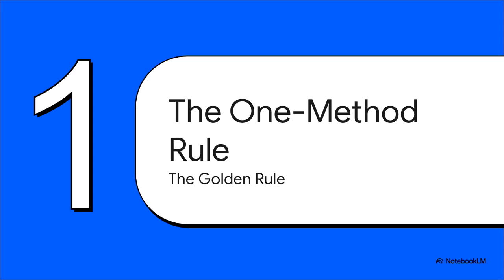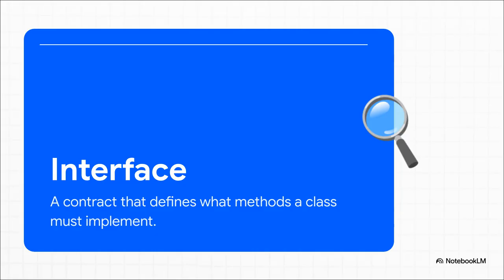But to really get it, let's do a quick refresher on what a standard interface even is. Okay, so a regular interface is basically a contract. Think of it like a blueprint. It lays out a set of methods that any class that wants to use it has to implement. It's a blueprint for behavior.